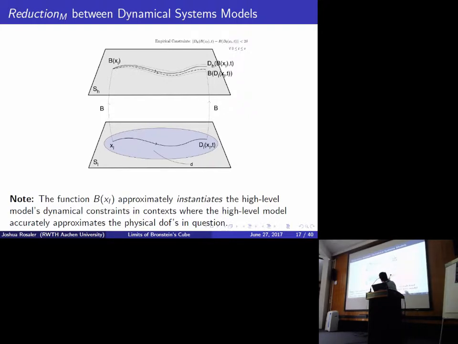So this dL of xL of t is just the low-level dynamical evolution within a particular subset of the domain. This B is just the function that maps from the low-level state space to the high-level state space, which identifies a quantity in the low-level model that approximately instantiates the structures in the high-level model. SL and SH are just the state spaces, and dH of B(xL(t)) there is just the high-level dynamics applied to a particular point in the high-level state space that's mapped up from the low-level state space. What I'll argue here is that this pattern of reduction, this mathematical relationship, can be extended quite widely to many reductions in physics.